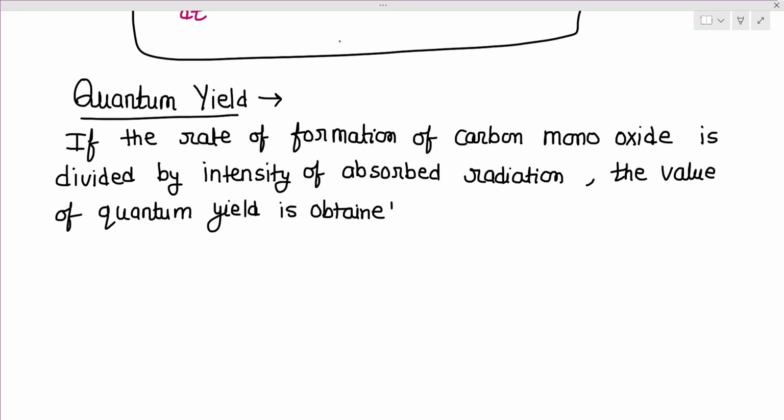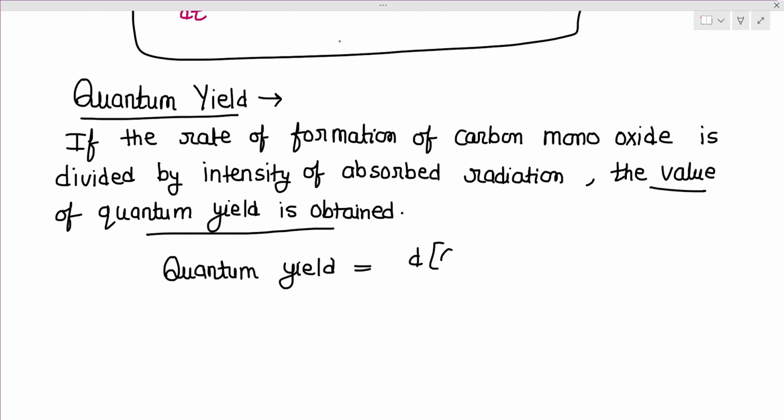Okay. Now, one important thing here is the quantum yield. Actually, directly questions are asked from the rate law or from the quantum yield. So, quantum yield is actually if the rate of formation of carbon monoxide is divided by the intensity of the absorbed radiation, the value of quantum yield is obtained. Means to say is what? Quantum yield is equal to d[CO]/dt, okay, divided by the I absorbed. Just you have to divide it by the I absorbed.